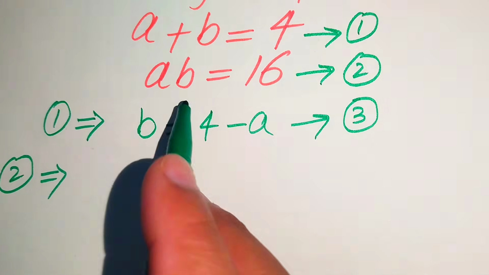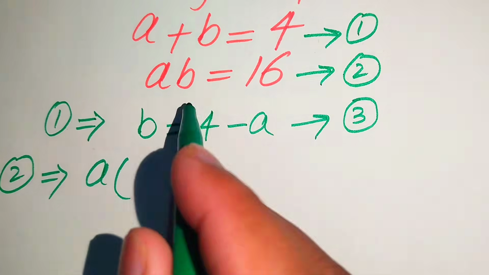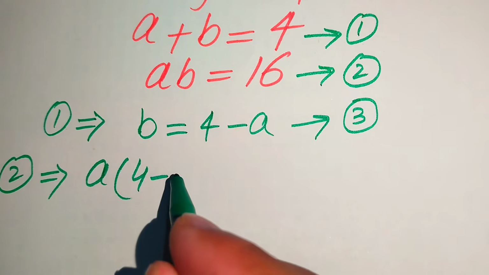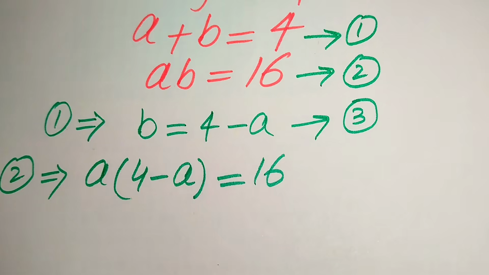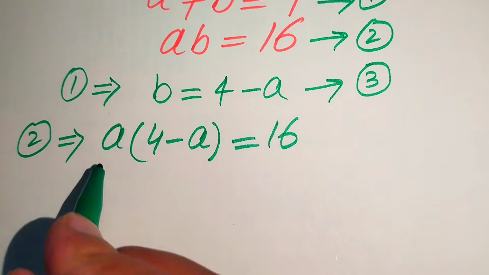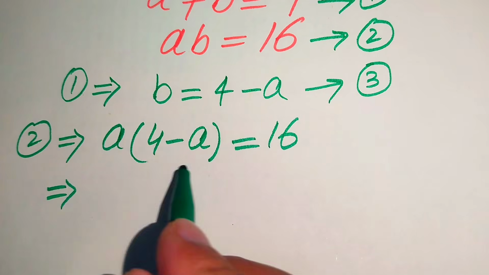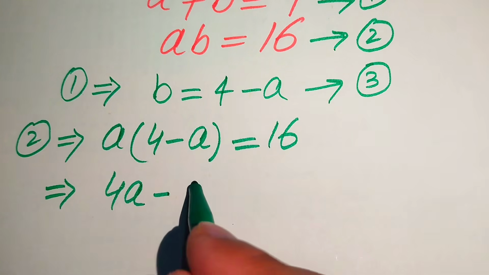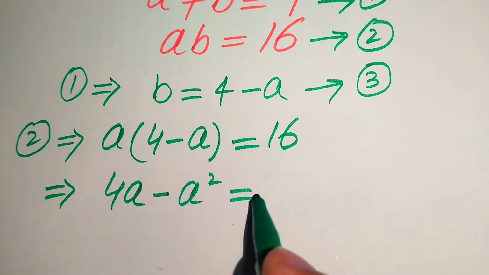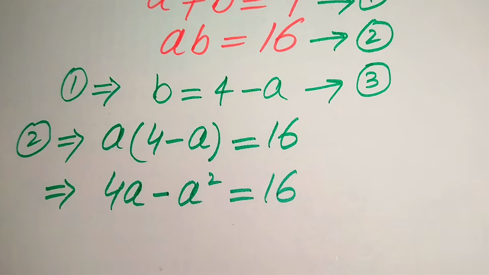When we put this value here, it becomes a times b, where the value of b is 4 - a, equals 16. So further here we multiply this a separately on both of these two values, and it will be written as 4a - a times a, which becomes a², equals 16.